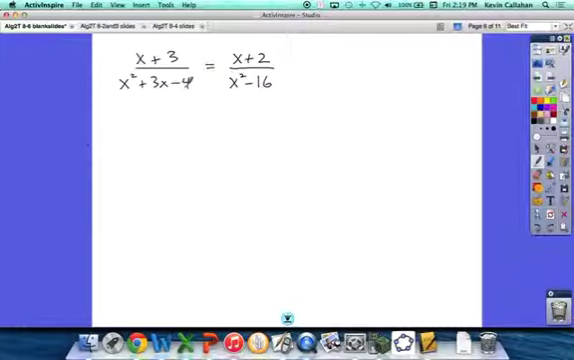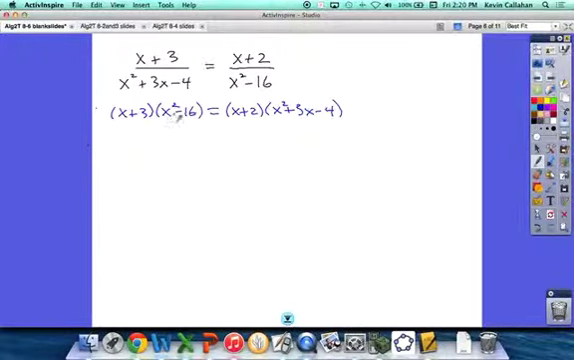Cross multiply, and then you have no more denominators, in one step. So this is what it would look like if I did it that way. I would get x plus 3 times x squared minus 16 equals x plus 2 times x squared plus 3x minus 4. At that point, it's not a rational equation anymore. There's no more denominators. Now, this particular problem is a fairly complicated problem, which I'll carry through just to show you. But in the end, at least it's not a rational equation.